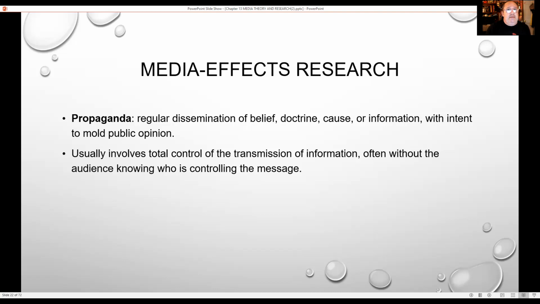And also propaganda is often done without the audience knowing who's controlling the message. So a public service announcement, which is propaganda against smoking, in a way, they're going to say brought to you by the people against smoking. And it's not something they're making you do, they're suggesting it to you. Propaganda, you don't always know. It can come to you like fact, it can come to you like news.